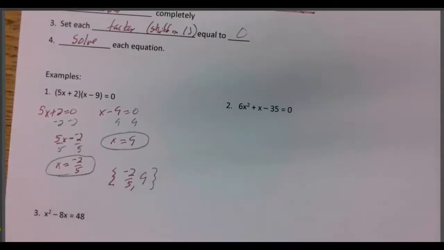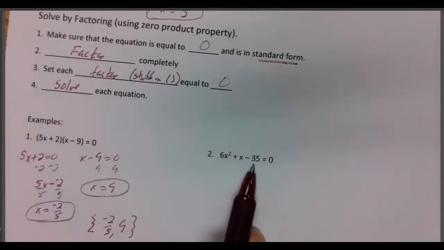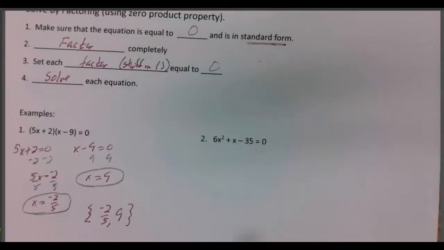And we're done. Good. Now on number 2, let's look at it. Make sure the equation is equal to 0. Yes. Is it in standard form? Yes. So now we have to factor completely. To factor completely, the first thing we have to do is look to see, is there a greatest common factor? Nope, because this one only has a factor of 1. So we're going to factor completely.